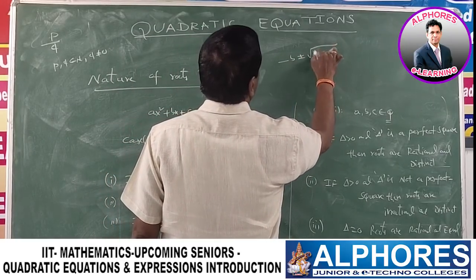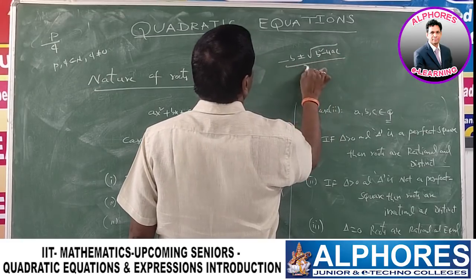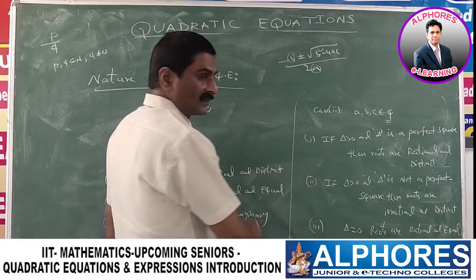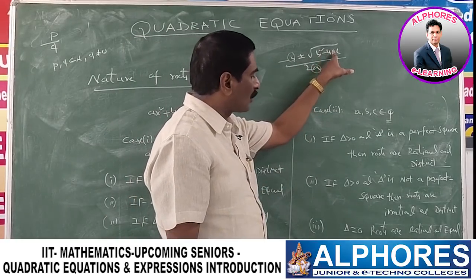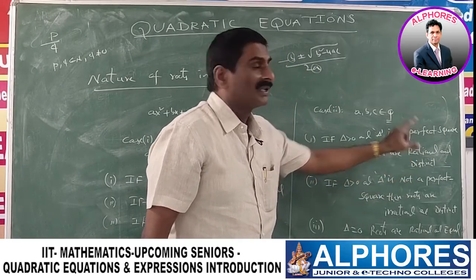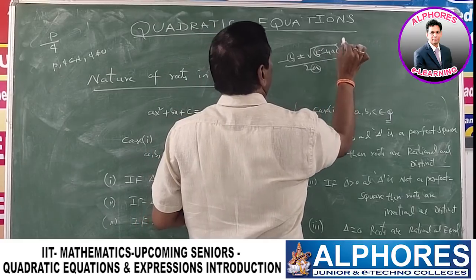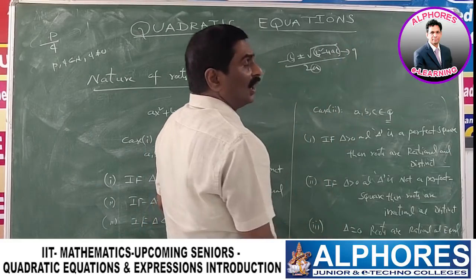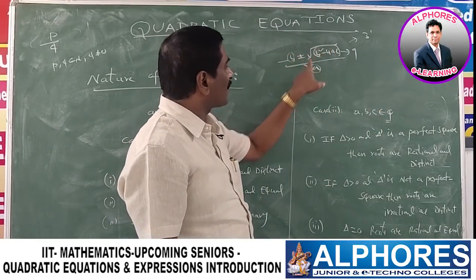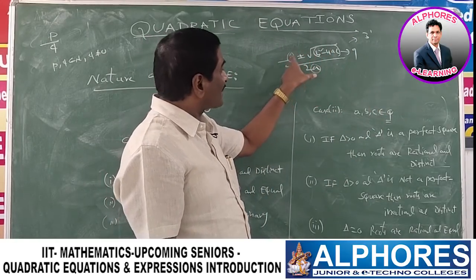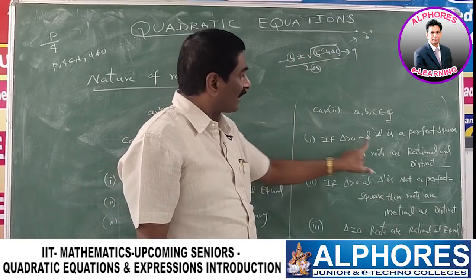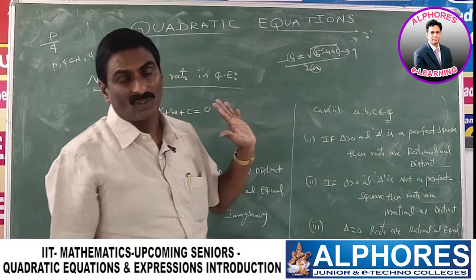In this case, suppose a, b, c are rational numbers, then the roots are minus b plus or minus root over b square minus 4ac by 2a. Here b is rational and a is rational. Suppose the discriminant b square minus 4ac is a perfect square, say this value is 9. Root 9 means we get 3. It is rational. Rational plus rational by rational is rational. Rational minus rational by rational is rational. These two are different. We get rational and distinct roots.